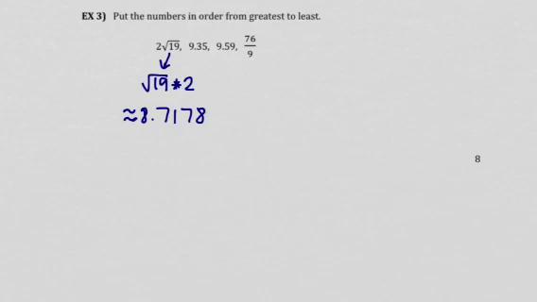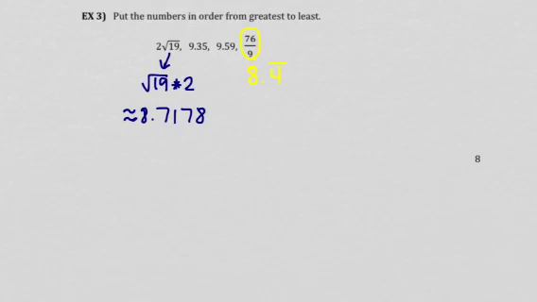Now what you want to do is take this 76 over 9, and you're going to write that as a decimal by doing the division like we have been for the past week. So 76 divided by 9 should give you 8.4 repeating.